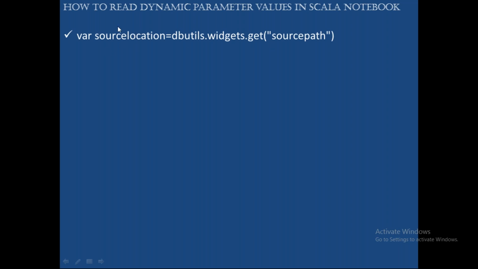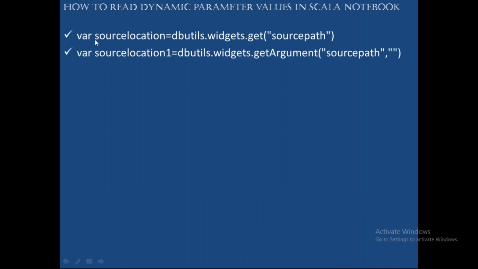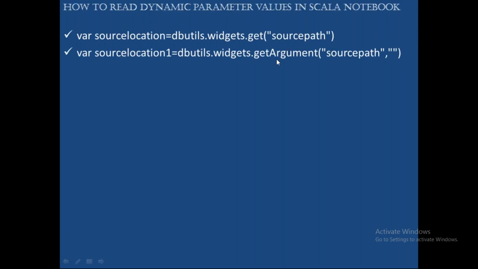When I am assigning this value to a variable, you have to declare whether it's mutable or immutable. You need to tell. But one extra thing you need to see here: you need to pass a default value for this get argument. You need to pass a default value to this get argument. Next. So now I hope everybody understood the difference.